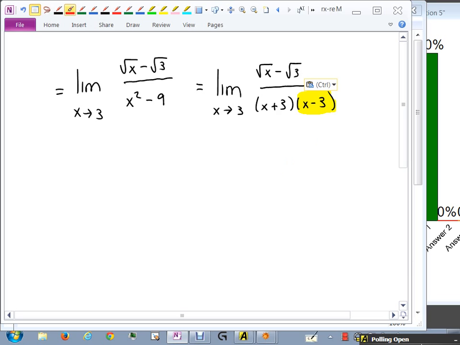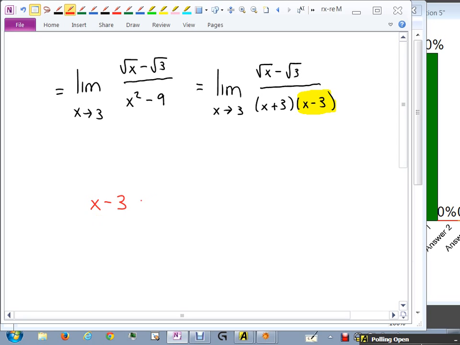I'm going to force you to look at something here. Let's look at that x minus 3 on the bottom. Everyone hopefully remembers the difference of squares formula, right? If you have something squared minus something squared, you can always factor it. What about this? Is this a difference of squares? Depends on how you look at it.